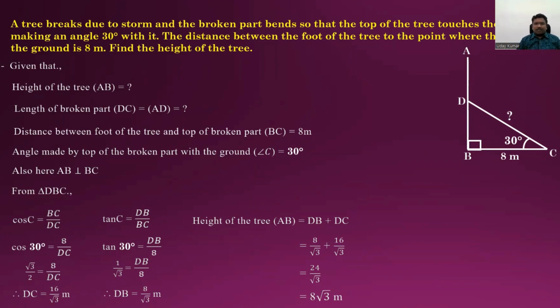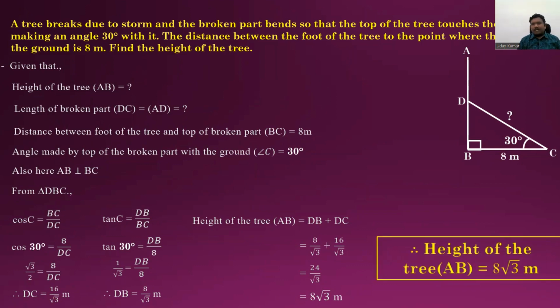So as usual, we can't leave it here itself. We have to write the conclusion. You know that: given information, picture, process, conclusion. Conclusion is also very, very important while answering the question to get full marks. So let us write the conclusion. Height of the tree AB is equal to 8 root 3. So simple. Very important question. So we discussed the first one. Hope you understood very clearly.